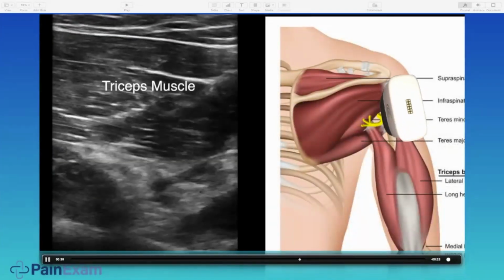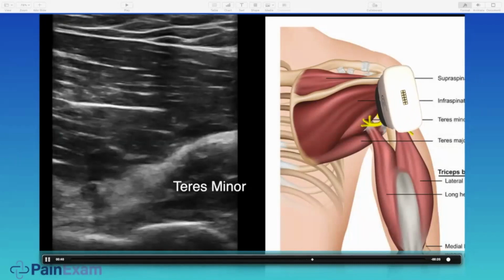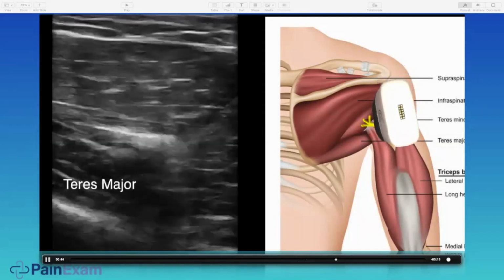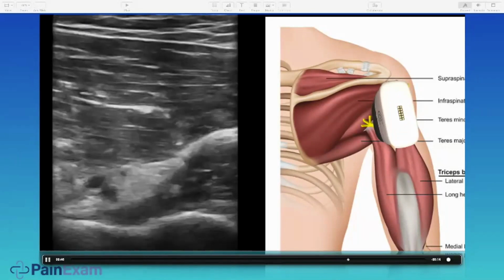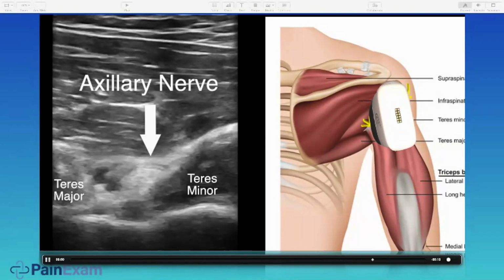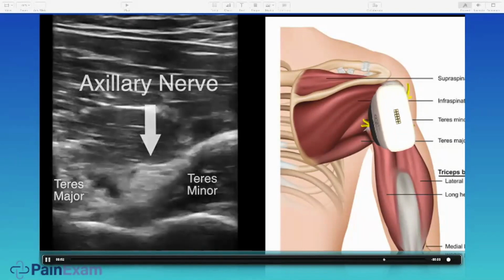That's the nerve with the blood vessels around it, and I'm scanning once again the space. You see the relationship between the teres major below, minor above, and the nerve is in between them. Okay, here you have the posterior circumflex artery, the humeral circumflex artery.